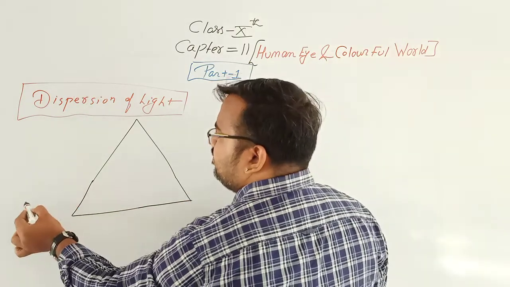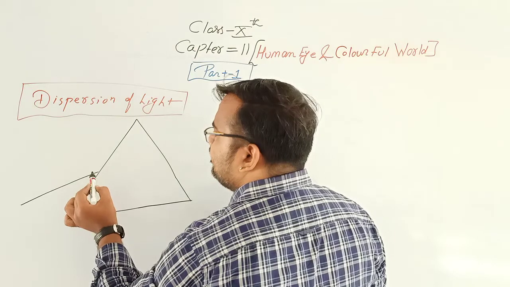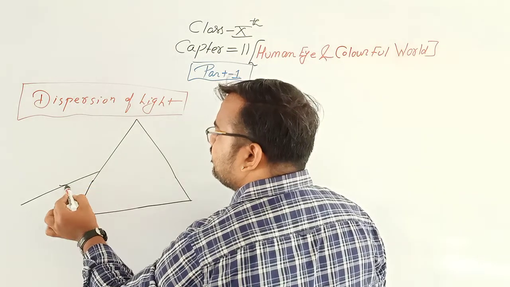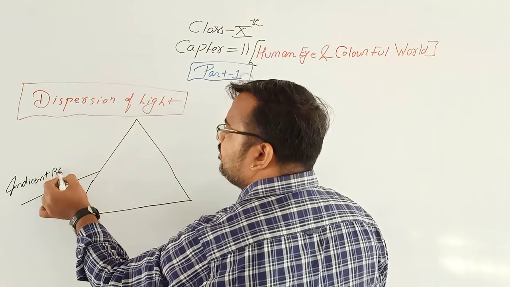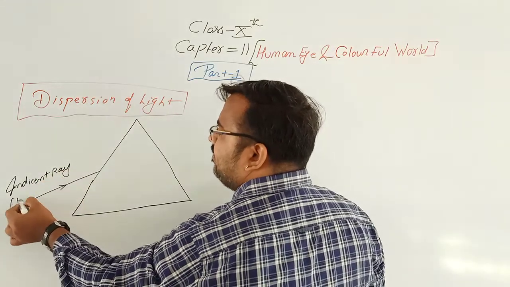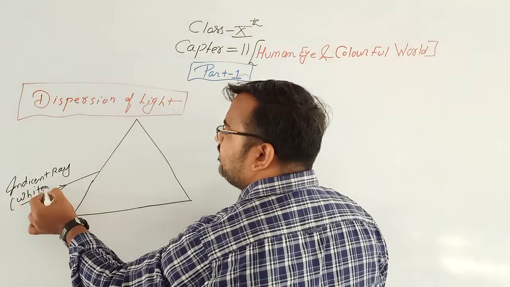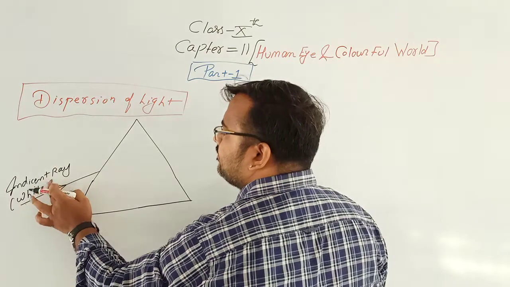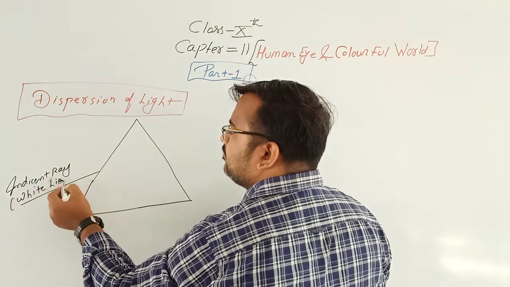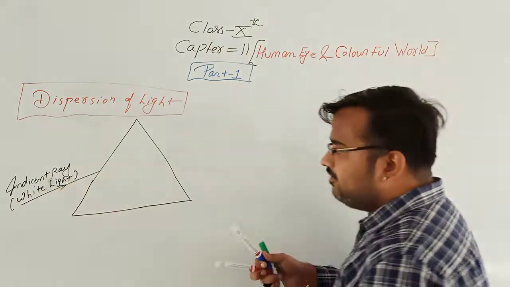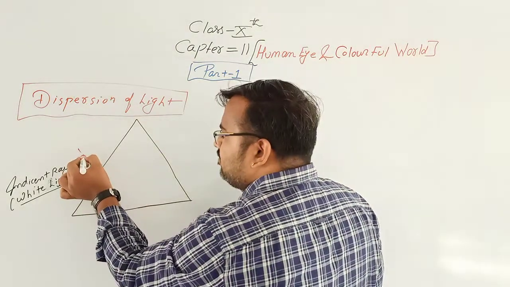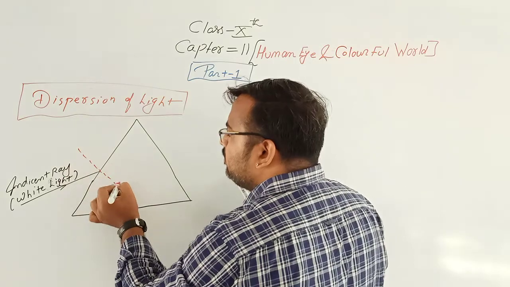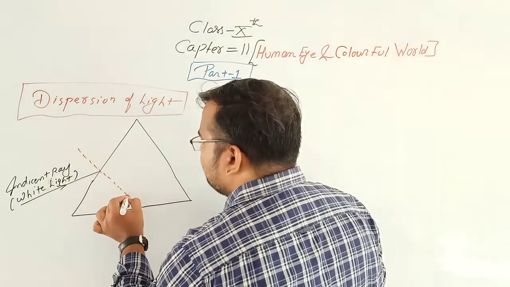Okay, suppose this is an incident light ray, or we can say a white light. Okay, this is a white light. Now I will draw one normal perpendicular to this plane, one normal perpendicular to this plane.